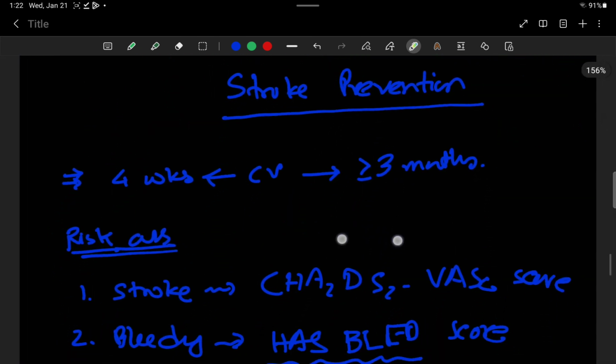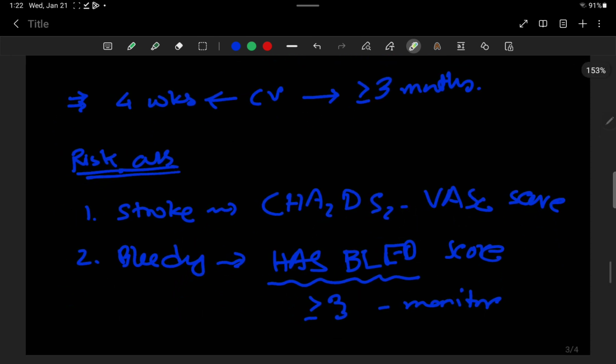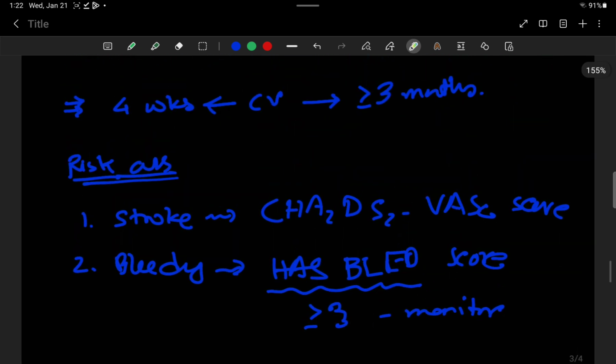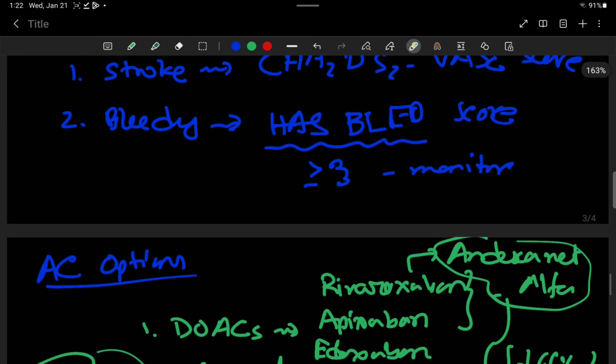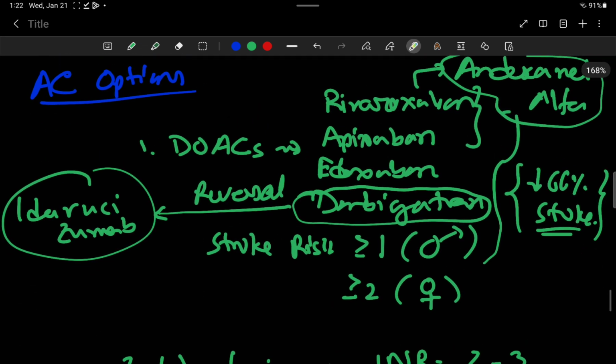For stroke prevention, whatever you do, you will do the stroke risk assessment and the bleeding risk assessment. By combining these two assessments, you will see how you will proceed with treatment. Now you have to monitor for bleeding, and you will counsel the patient about the risks and options also. So what are the anticoagulants? DOACs: rivaroxaban, apixaban, edoxaban, dabigatran, these are the options.